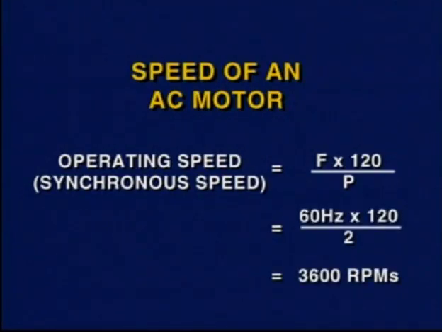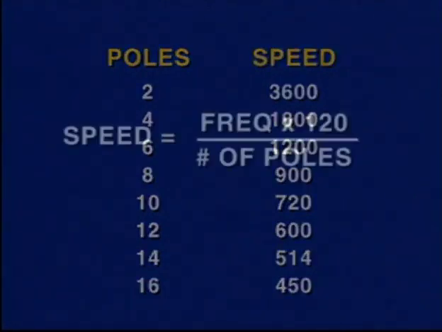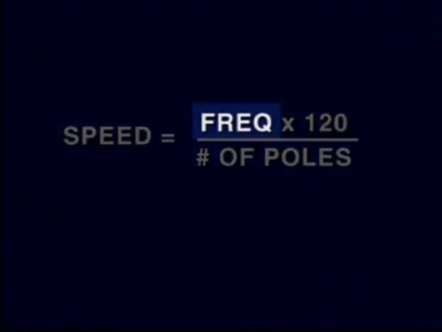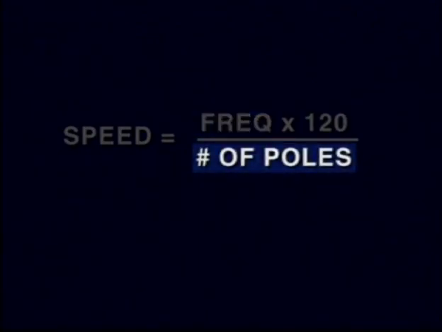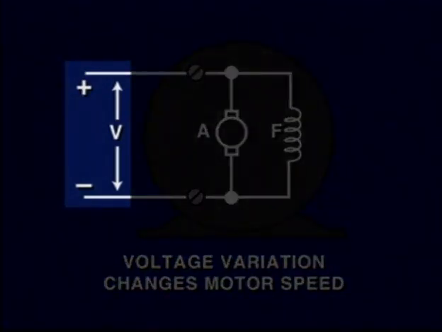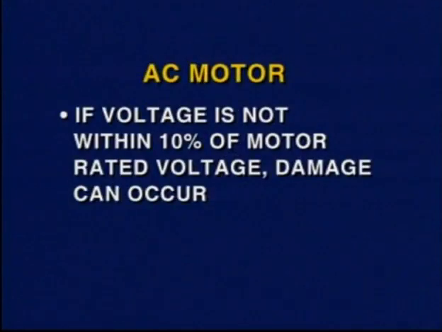So, for a 60 Hz frequency, a 2-pole motor will operate at 3600 RPMs, a 4-pole at 1800 RPMs, and so on. This formula indicates that the only parameters that can be changed in order to vary the synchronous speed of the motor are the frequency of the voltage or the number of poles in the stator field. This is very much unlike the case of a DC motor, where a voltage variation to the armature or field would change the speed.